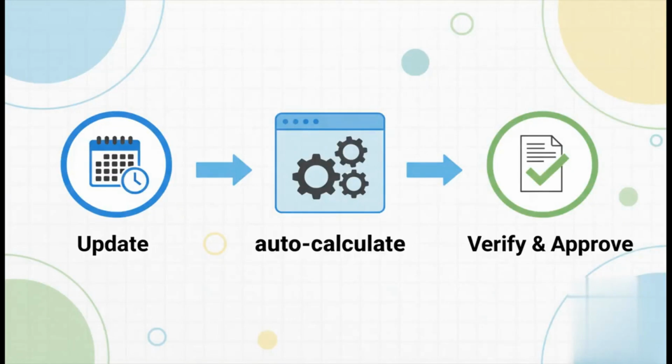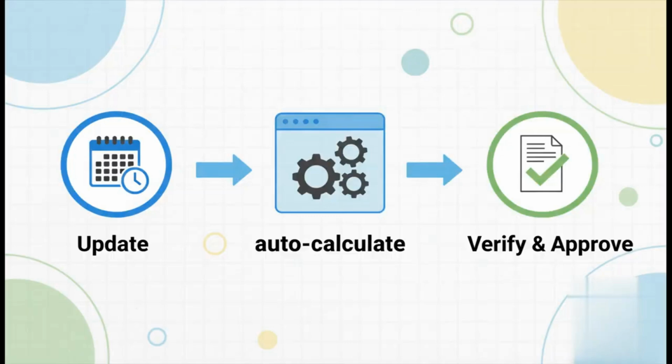So what does your monthly process look like now? Well, it gets incredibly simple. All you have to do is update the things that change month to month. Stuff like attendance, leaves, maybe some overtime. That's it. From there, the system just takes over. It automatically calculates salaries, taxes, all the statutory contributions. Your job completely shifts from being a number cruncher to just verifying and approving.